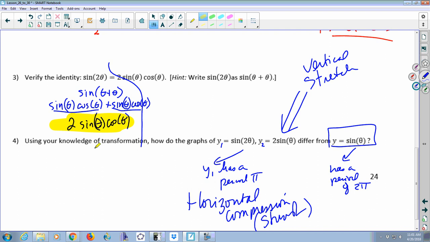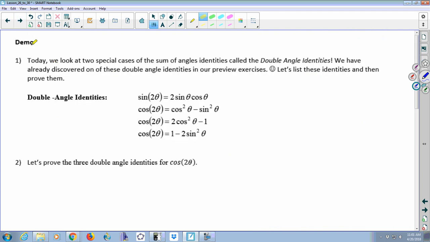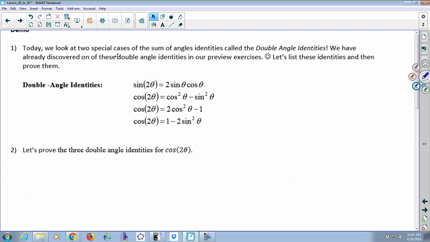Okay? All right, so let's take a look today at the rest of our identities. All right, so what's going on here? We're going to take a look at 2 special cases of the sum of angles identities called the double angle identities. We've already discovered one of the double angle identities in our preview exercises, smiley face. Let's list these identities and then let's prove them. Well, here's the one we've already shown and established. This was preview exercise number 3.